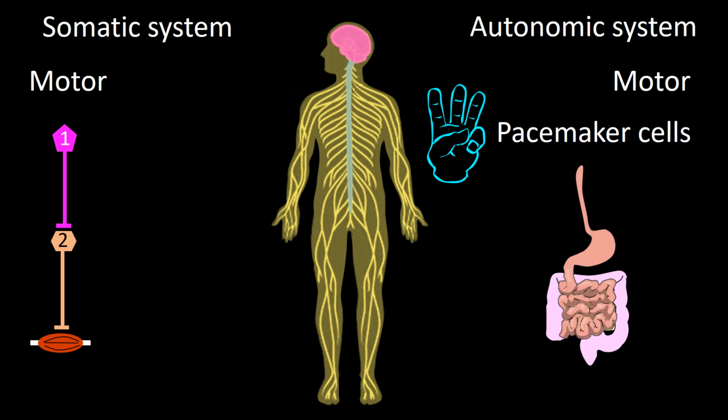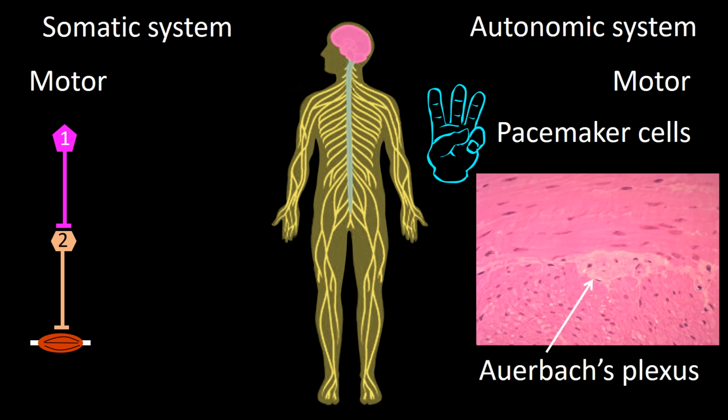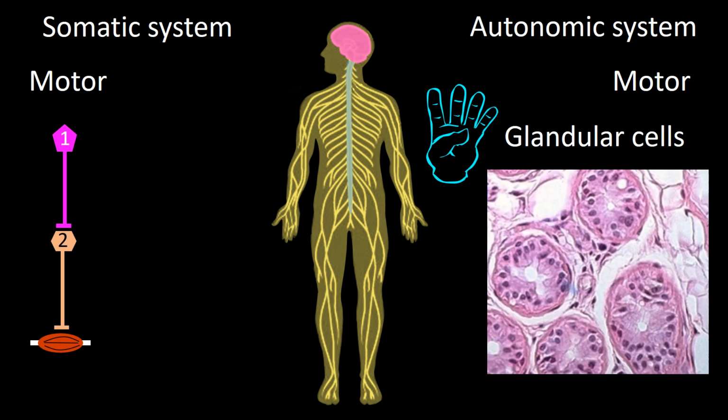Pacemaker cells are also found in the gastrointestinal system, at the Auerbach myenteric plexus, between the outer longitudinal and inner circular internal muscle layer. The fourth group of cells innervated by the motor arm of the autonomic system are glandular cells.